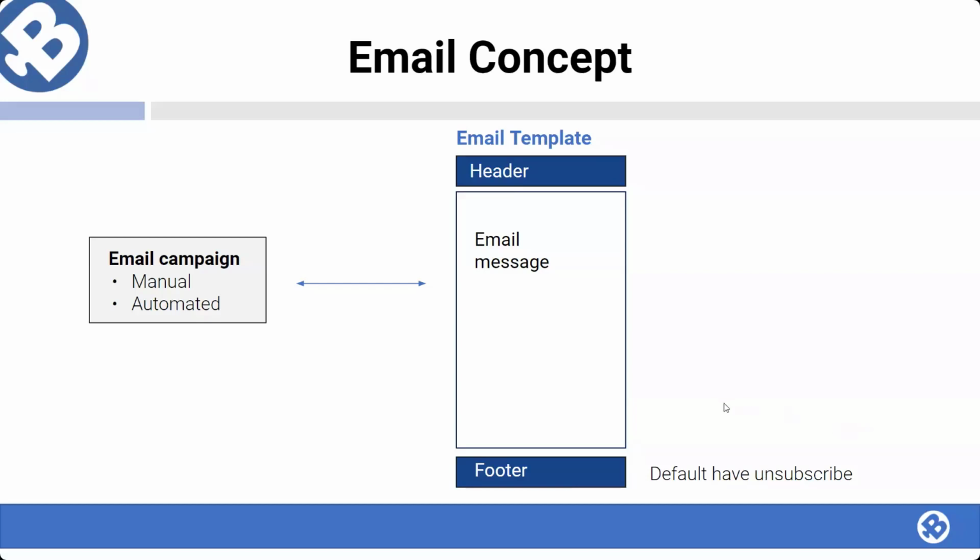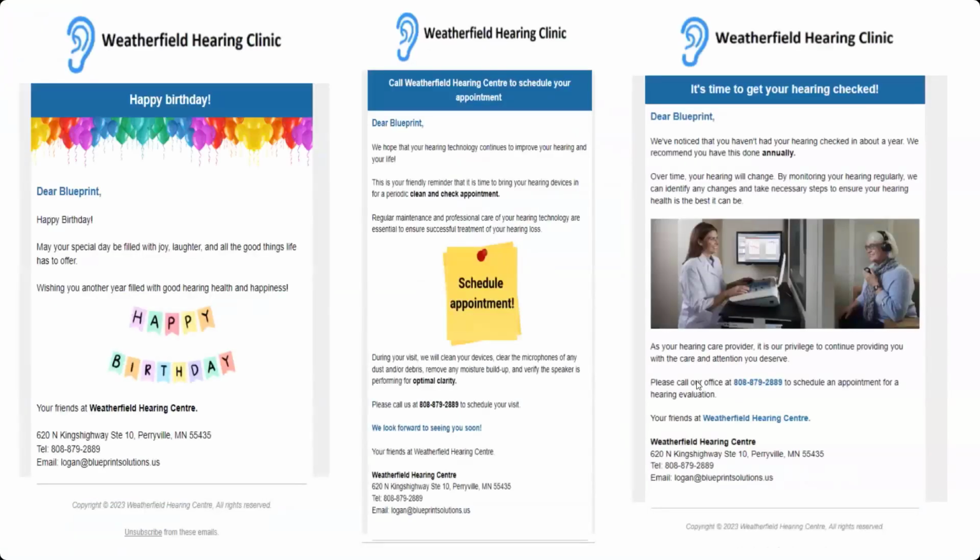To further demonstrate the potential of our new email editor, here are three new ones that were recently released to all Blueprint systems. On this happy birthday template here on the left, you can see that users can now add pictures to their messages. And on these other two, the new clean and check and the not tested in a year templates, you can see at the bottom that there's blue hyperlink text for patients to interact with. What you'll notice about all of these templates is that even though the message is different, the header and footer content remain the same. Clinic logo on the top and an unsubscribe option at the bottom.